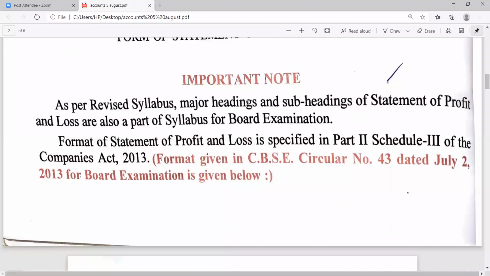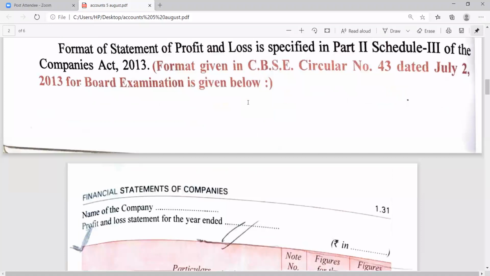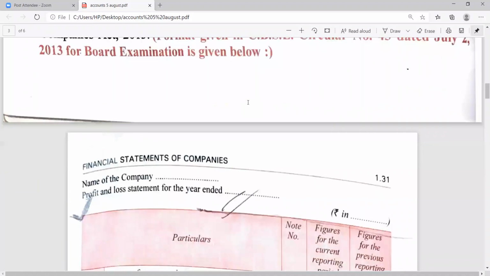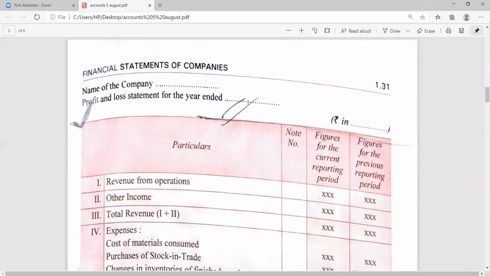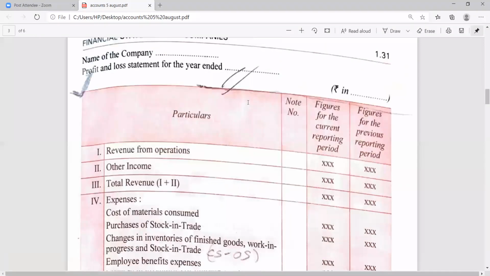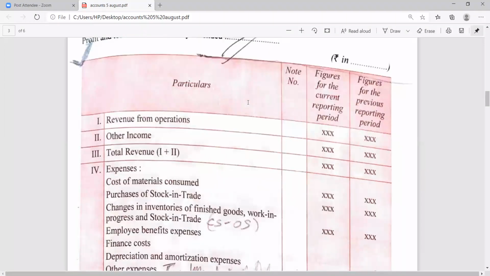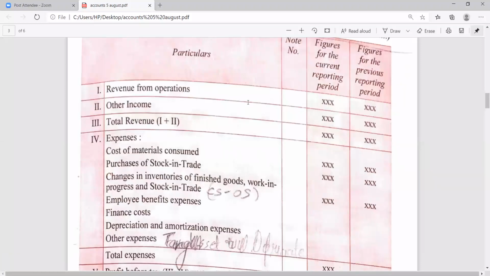So what is the format? See, here the format is given to us. The name of the company, profit and loss statement for the year ended. Amount is also to be shown. See how the format looks, what are the columns? The first column will be of particulars, the second will be of note number, then figures of the current year and figures of the previous year.